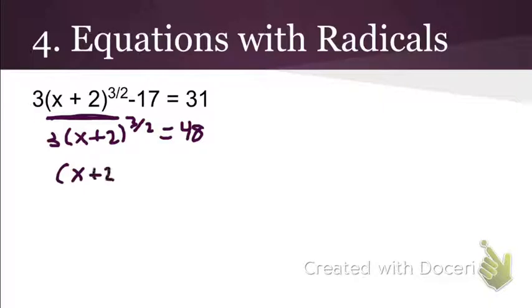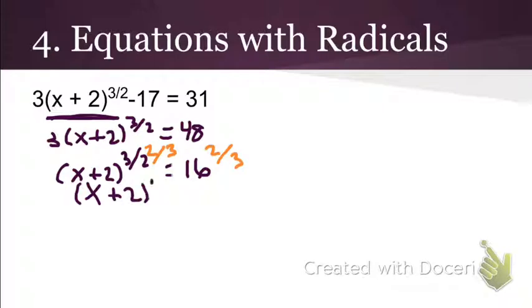And you get x plus 2 to the 3 over 2 power equals, not 48, 16, because we divided both sides by 3. Alright, now to get rid of this 3 over 2 power, we're going to raise both sides to the 2 over 3 power. And that cancels out over here. So this becomes x plus 2 to the 6 over 6 power. So it's like x plus 2 to the first power. So it's just x plus 2.